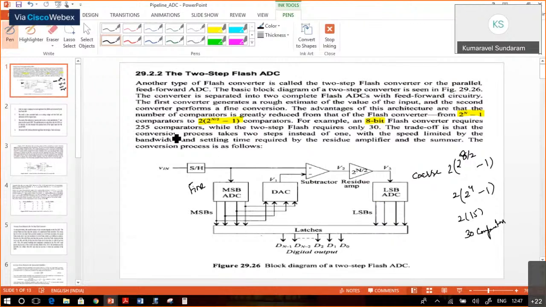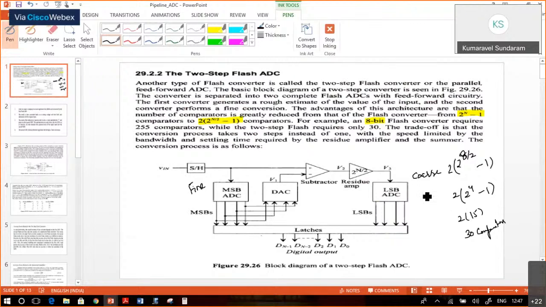Compared to the same 8-bit flash ADC, which needs 255, here only 30 comparators are required. So we are reducing the area as well as the power consumption. But the speed is reduced by a factor of 2 compared to flash ADC, because 2 steps are required, the LSB and MSB ADC. The speed is a trade-off.